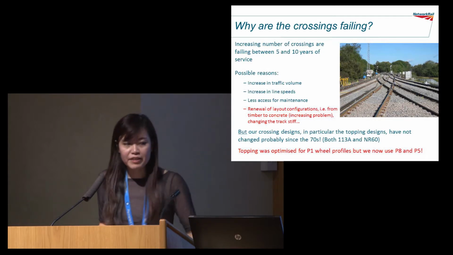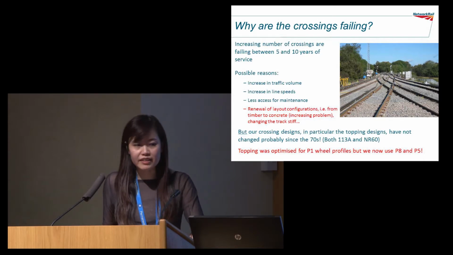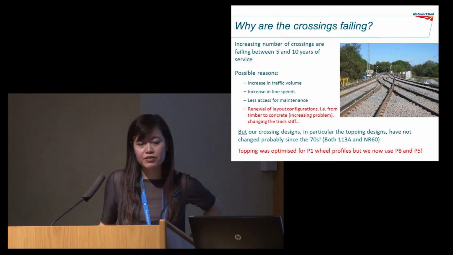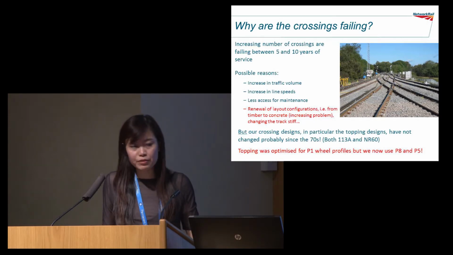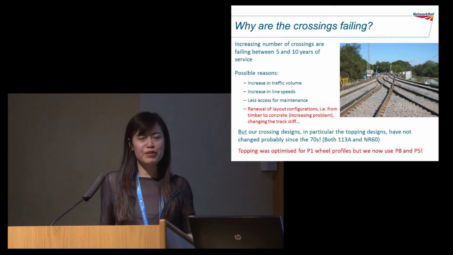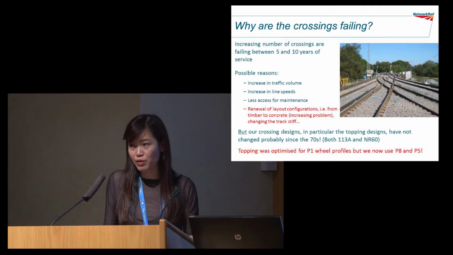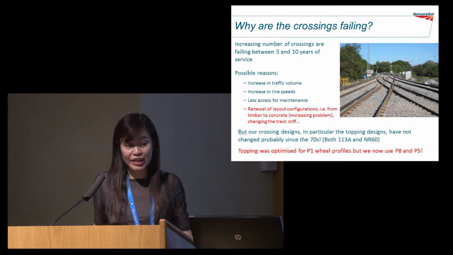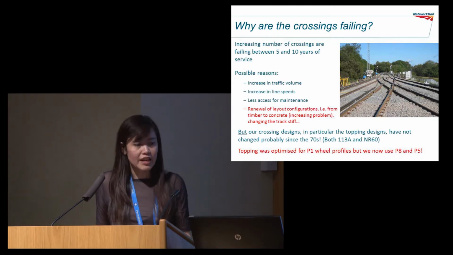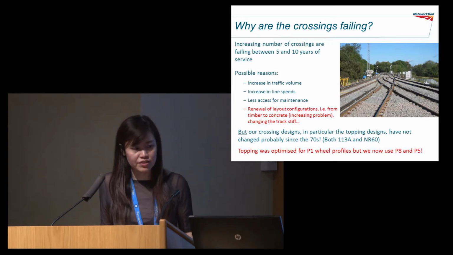I'll show you the results after, but we have a problem at that rail because our crossings are failing between 5 and 10 years of service. Crossings are designed to last at least 20 years. They're meant to last for 450 million gross tons, but they're lasting less than that at the moment. So what is the reason? The possible reasons are we're increasing our traffic volume, we're increasing line speeds, and we have less access for maintenance. So something has to change.